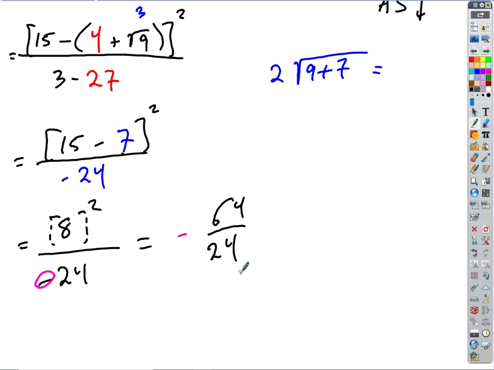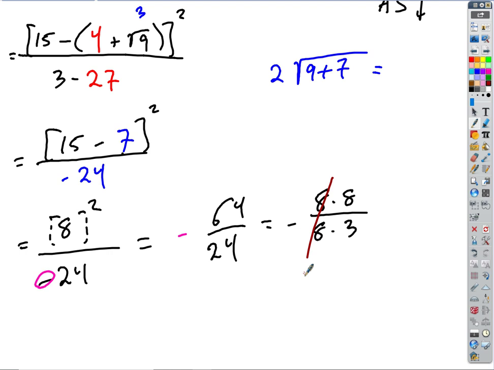Okay, last step would be what? Simplify. How are we going to simplify that? Find the greatest common factor of the top and the bottom. What's the biggest thing that divides into the top and the bottom? 8. So on the top, we get 8 times 8. On the bottom, we get 8 times 3. And then look what we can do. We can cancel those common factors.